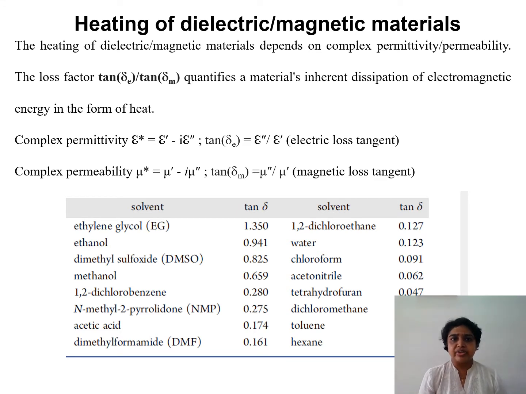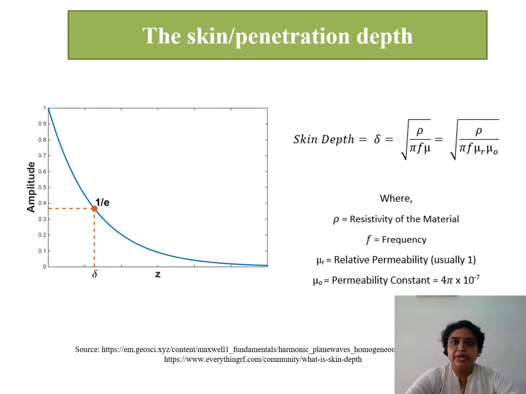Here I have given a table which shows the value of tan delta for different solvents. So whenever we are going for organic synthesis or inorganic synthesis, we need to select some solvent. So from the list of solvents, we should select a solvent which has a high value of tan delta, like EG, that is ethylene glycol, having a tan delta value of 1.3, and similarly water is also a good absorber, and DMSO is also a good microwave absorber. So accordingly we should select the solvent for synthesis.